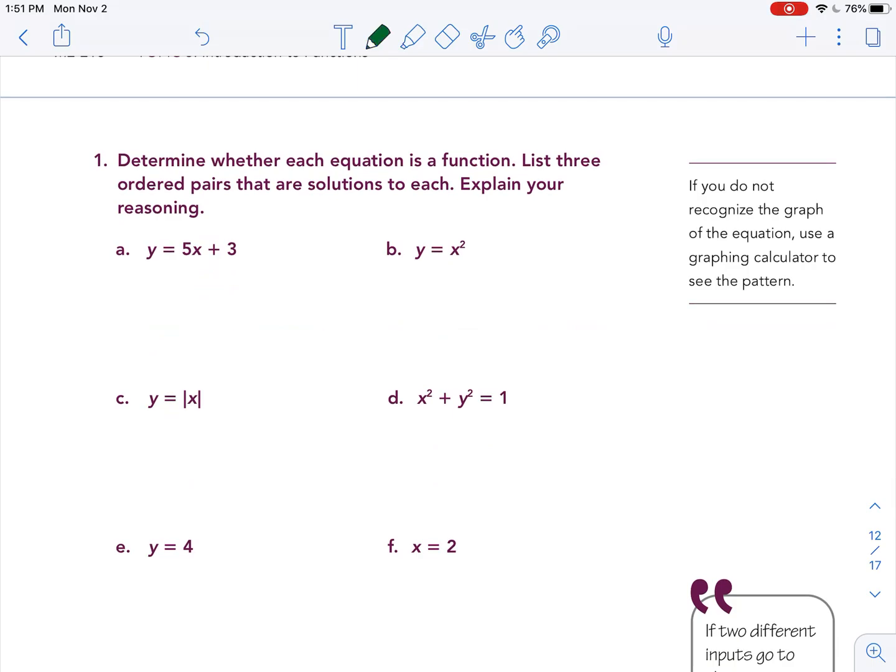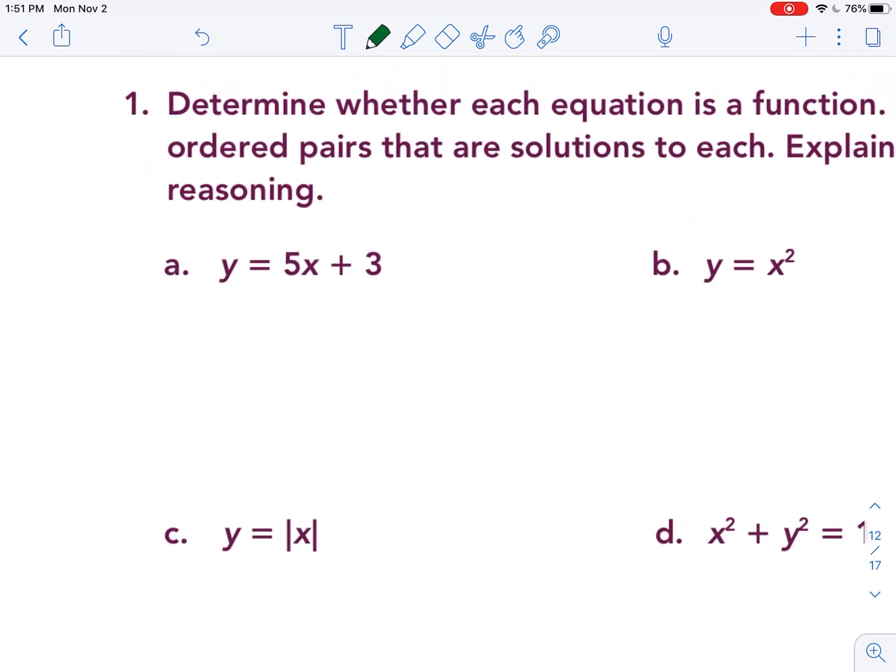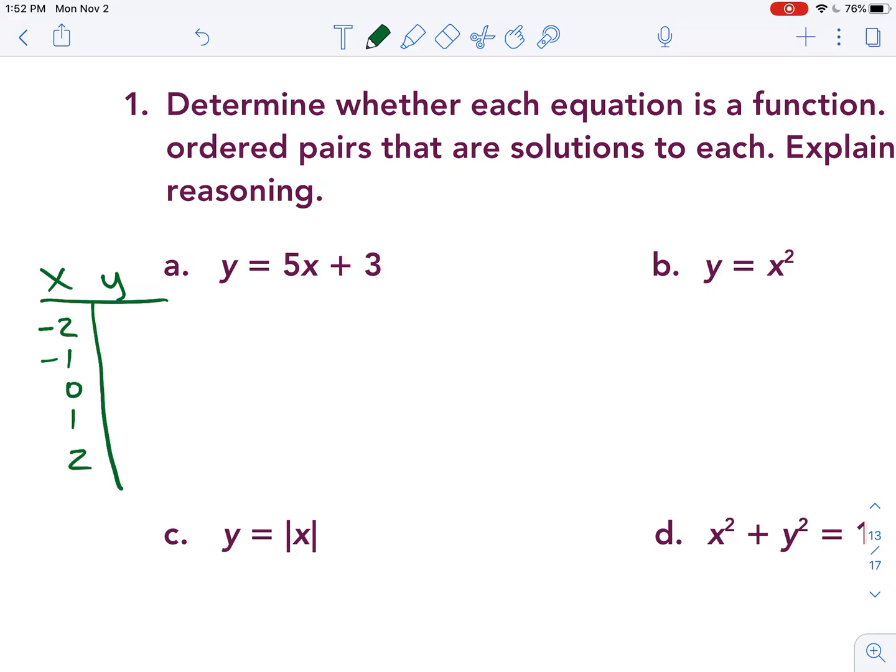Okay, so we need to find ordered pairs. I'm just going to pick some numbers. I'm going to plug in -2, -1, 0, 1, 2. If I plug in -2, that would be 5 times -2 plus 3. So -10 plus 3 gets me -7. Then I would do 5 times -1. So -5 plus 3. That gets me -2.